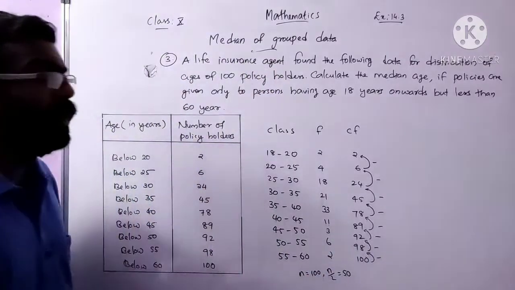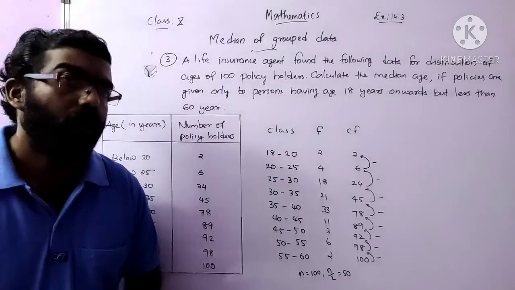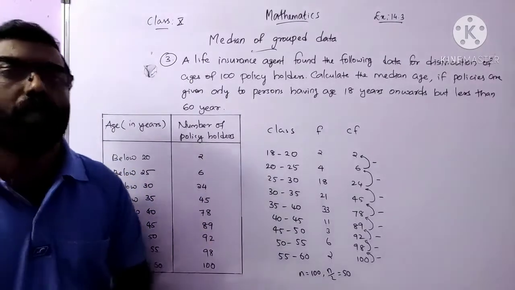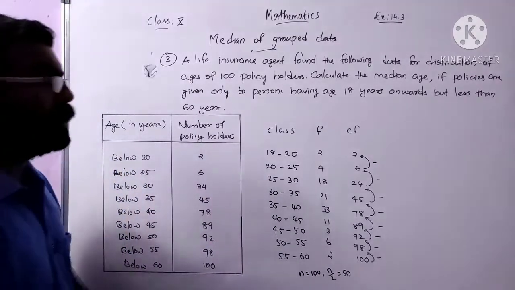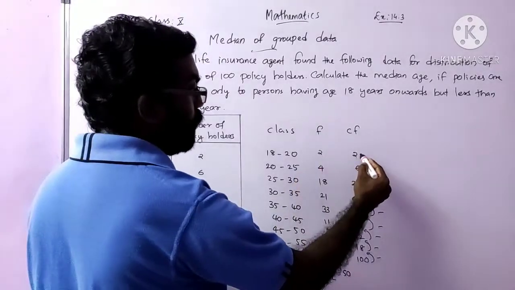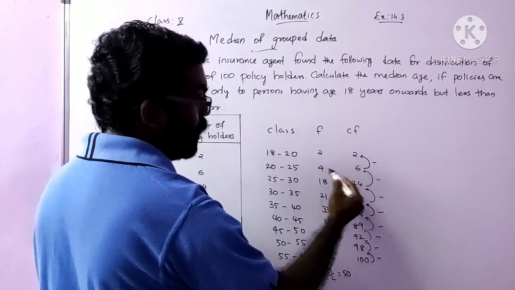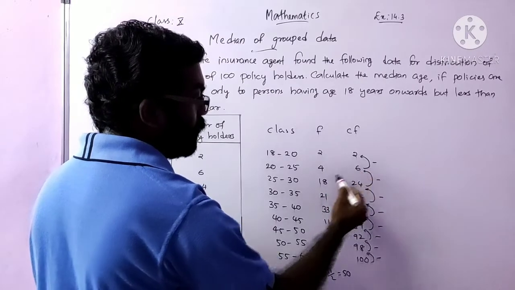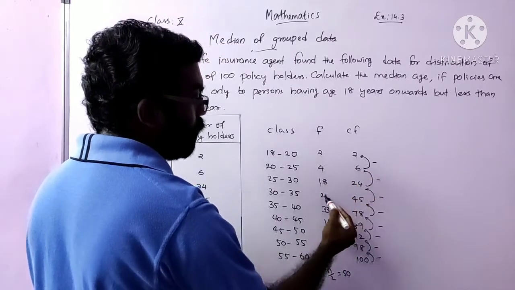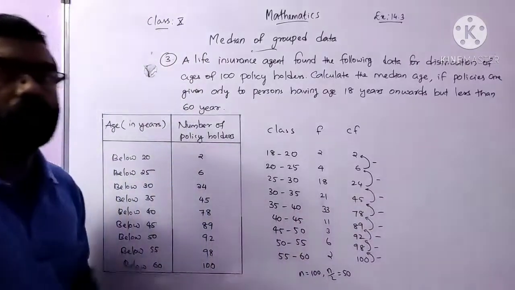So in this way we can find the frequencies from the cumulative frequency. You can check it again. 2, cumulative frequency 2. Then 2 plus 2, 4. 4 plus 2, 6. 6 plus 18, 24. 24 plus 21, 45 and so on.